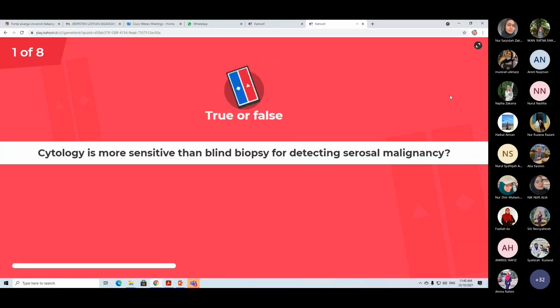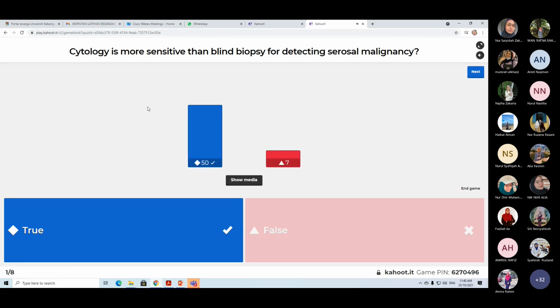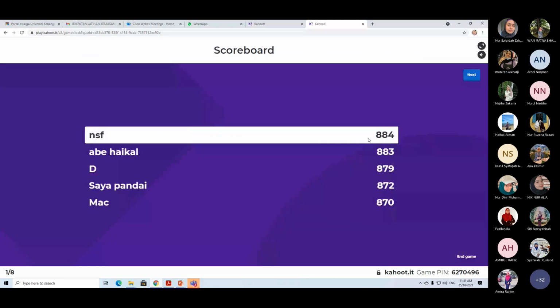It's all true or false. Is it true or false? Yes, it's true. Cytology is more sensitive than tissue biopsy for detecting serosal malignancy. Okay, so 50 of you answered correctly. Well done.